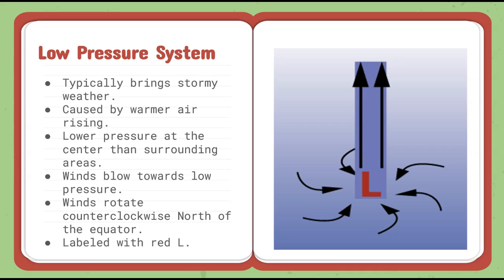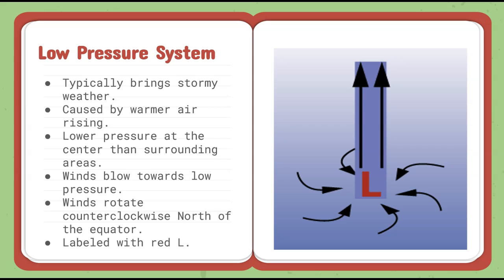The first type of pressure system is a low pressure system. This typically brings stormy weather. Low pressure systems are caused when warm air rises, or I should say warmer air. All of these temperatures, warmer air, colder air, are relative. So the warmer air, because warmer air is less dense than colder air, the warmer air rises.